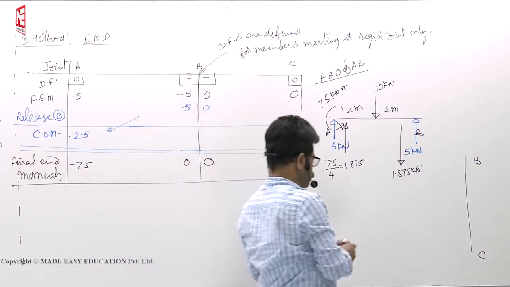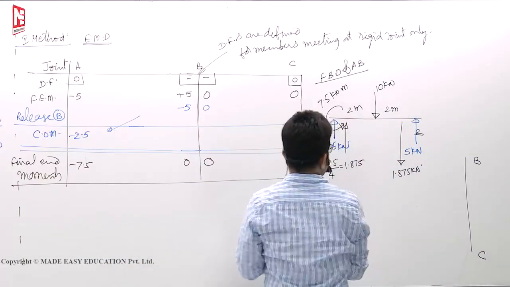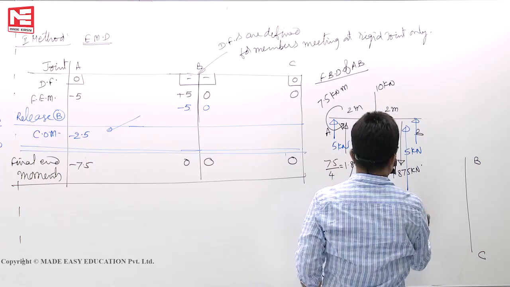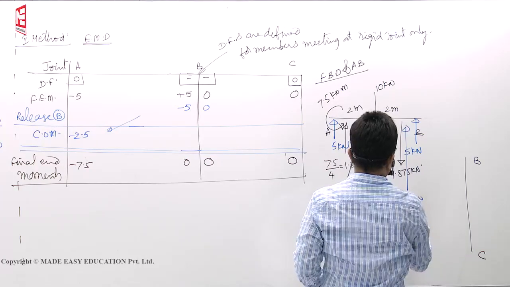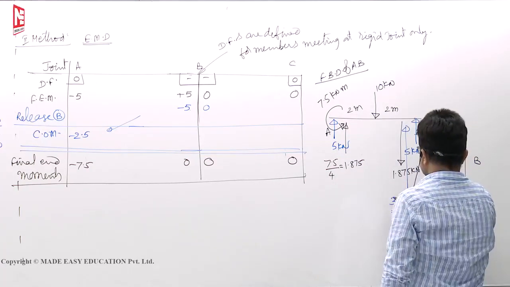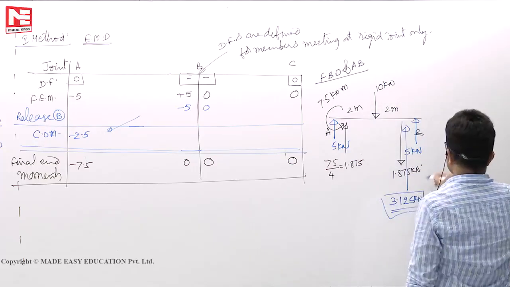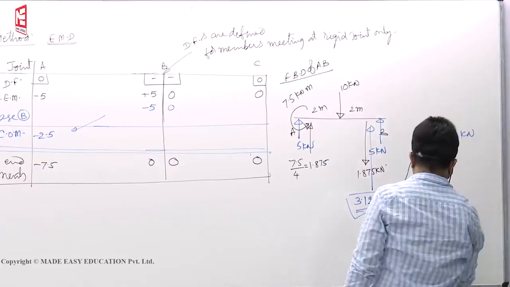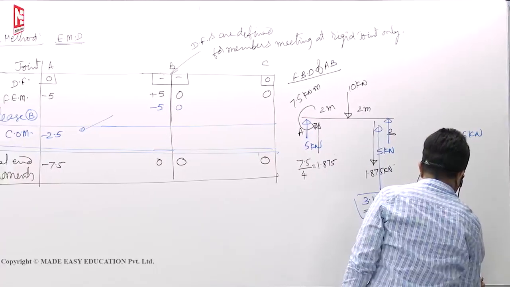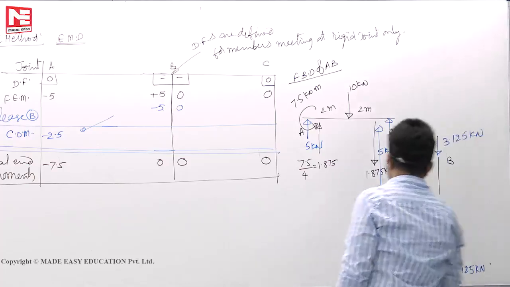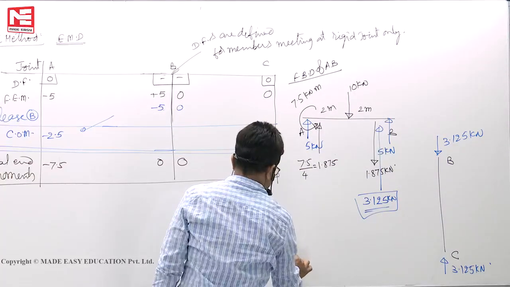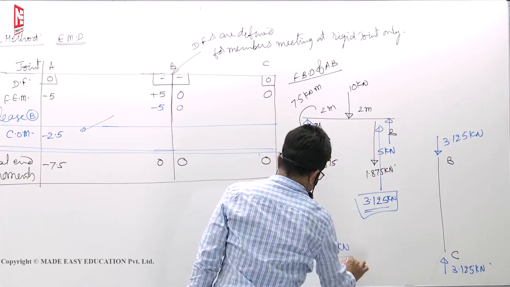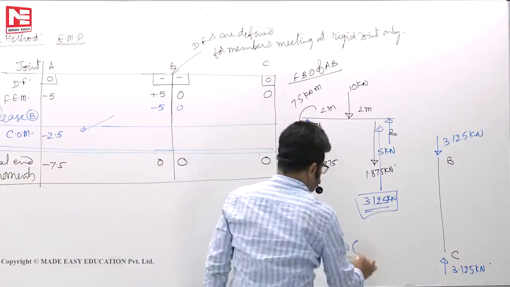Now the net force we can find here. Net upward force is approximately 3.125. So 3.125 up, and this is the resultant force. If this is 3.125 upward, here it should be downward, and here it should be upward, 3.125. So the force in member BC is compression.